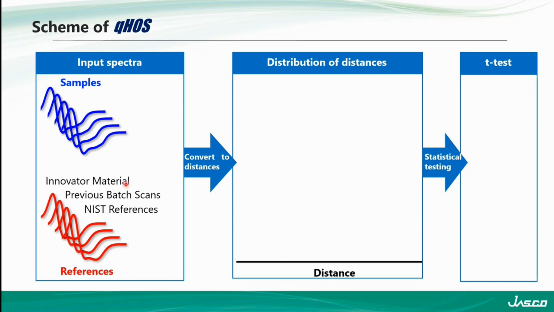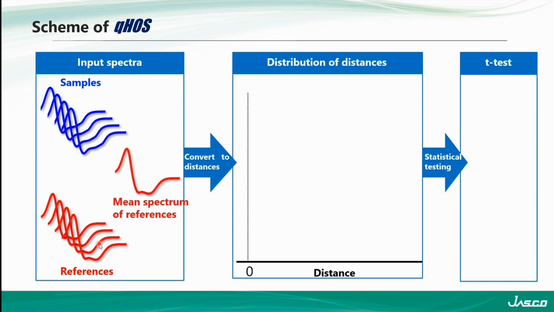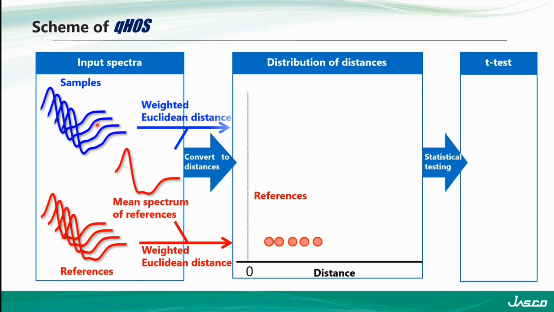So once we've collected our reference spectra, we'll take each of those and we'll develop a mean spectrum of those references, so an average of all of them. And then we'll go through and we'll calculate what's known as the weighted Euclidean distance of each of those reference spectra that we've taken. And we're going to be able to assign them a distance value on this difference plot. So here is the distance of our references. And we'll also do that with our samples now. So we take each of these spectra, we compare it with the mean spectrum of the references, calculate a Euclidean distance, and now we can also plot our samples on this distance curve here.